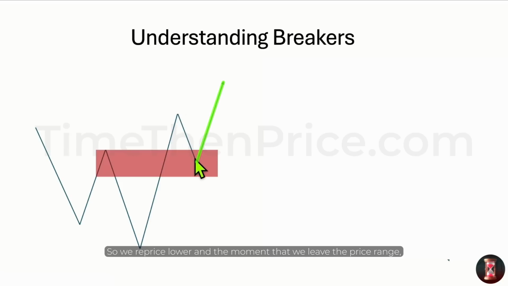So we reprice lower, and the moment that we leave the price range, it becomes balanced and we can anticipate the next expansion leg to take place.